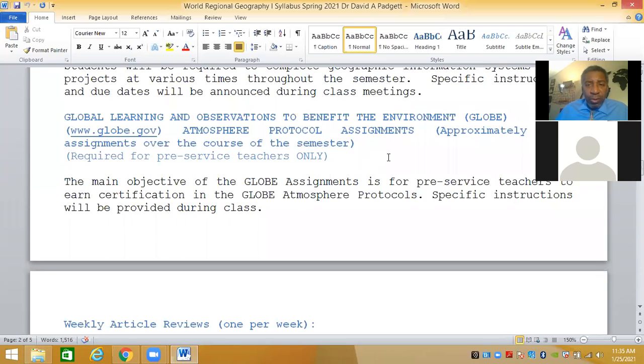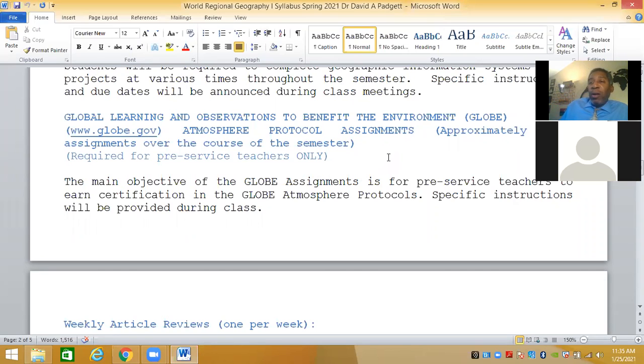Now, those of you who are in the class who are planning on being teachers, you will have the opportunity to become certified in the Global Learning and Observations to Benefit the Environment program atmosphere protocols. What is GLOBE? GLOBE is a federally funded and sponsored program that has as its overall goal improving science education at the K through 12 level.